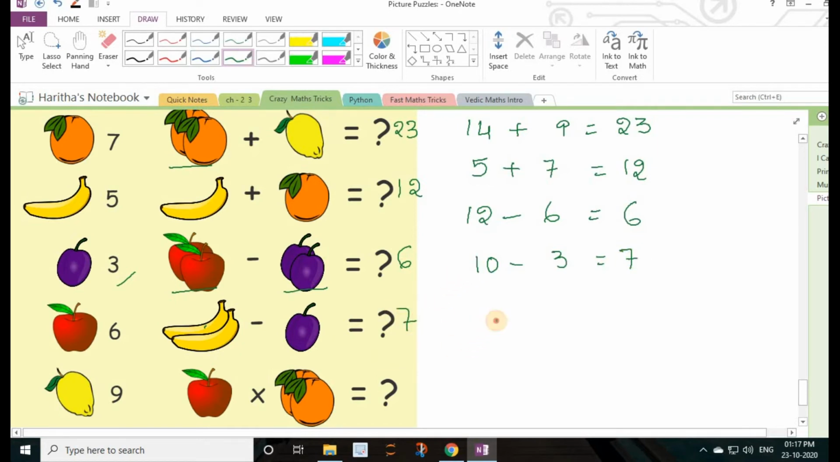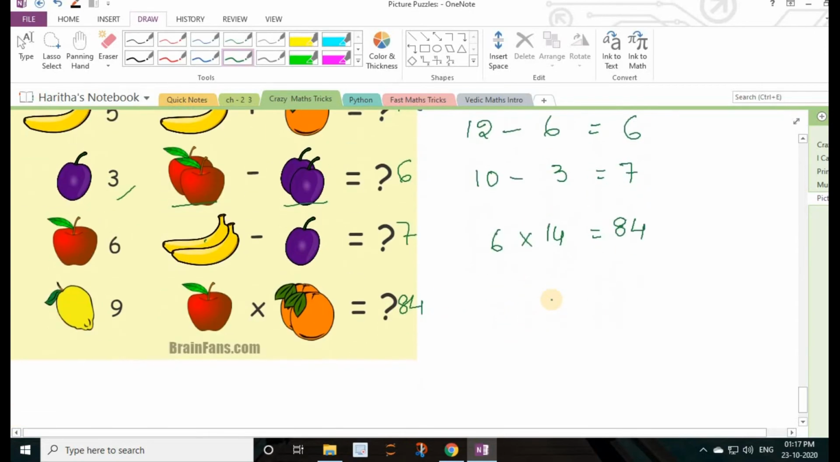1 apple is 6 and 2 oranges are there. 2 7s are 14. 14 6s or 6 14s, both are the same: 84. So the value of this will be 84. Yes or no, students? And now we'll move on to the next puzzle.